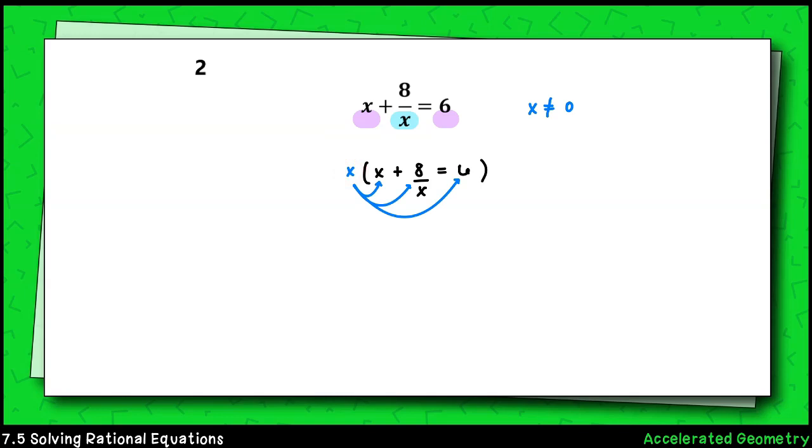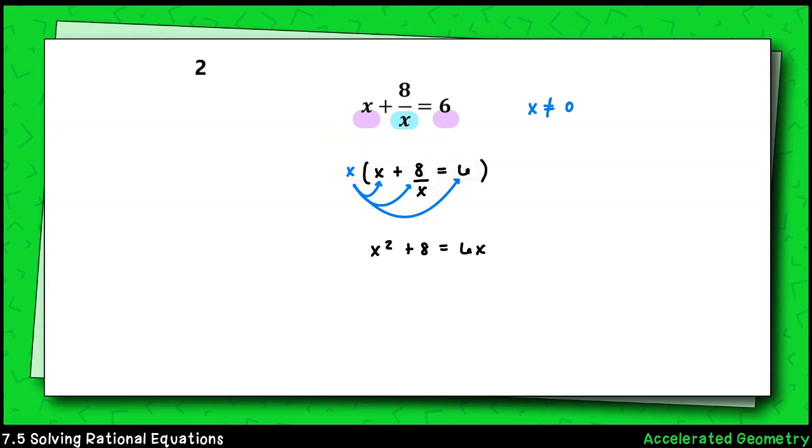Now, be careful here. x times x gives x squared. x times 8 over x, well, that common factor of x divided by x will reduce to just 1, so x times 8 over x will be just 8. And x times 6 will be 6x. Now we have a quadratic equation.